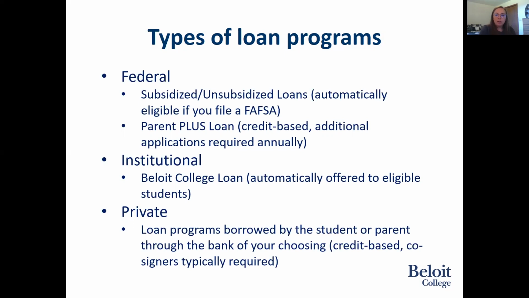The Parent PLUS loan is not automatic like the subsidized and unsubsidized loans are, because it's credit-based. That means you have to apply for it. They're going to check your credit and your ability to borrow the loan, your income, your debt-to-income ratio, things like that. So it is not automatic. You may have seen on other schools' financial aid offers the Parent PLUS loan listed on there. And that's a projection that they're making. They're assuming that you would be eligible for that, but it's not actually set in stone until you apply for it.